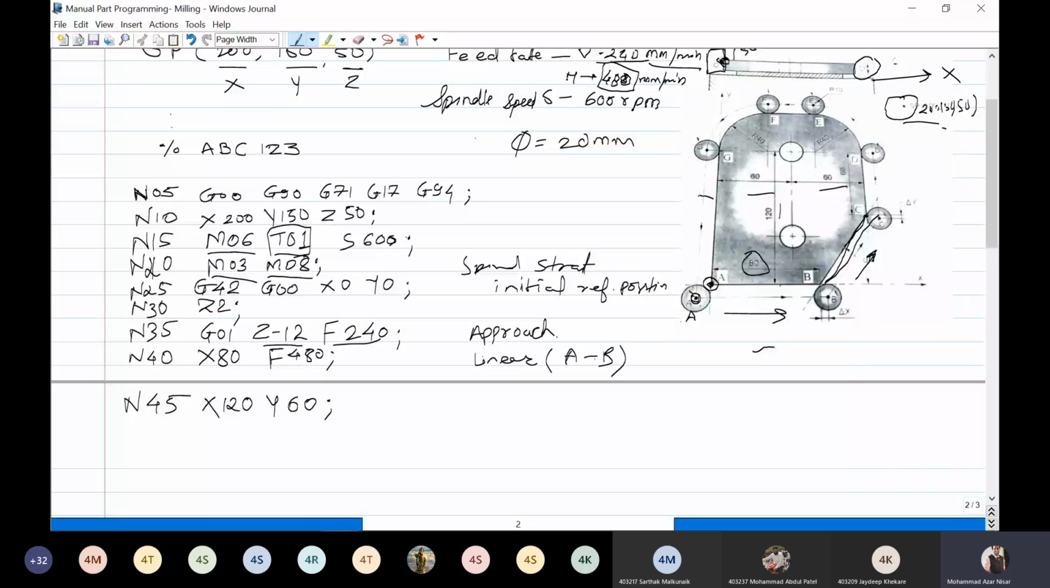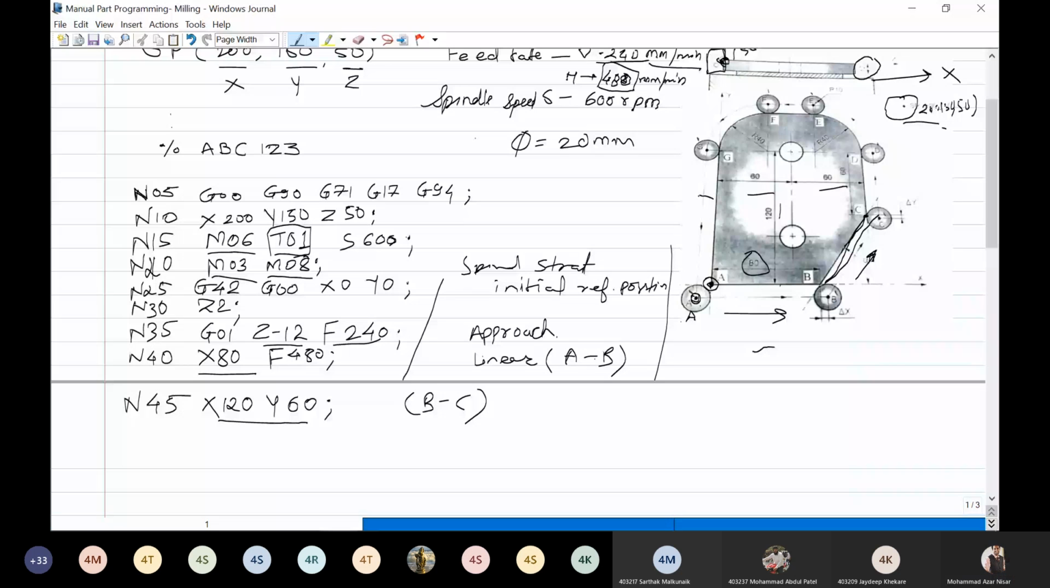Now the cutter moves from B to C. In B to C, two axes are working. In this case, only one axis is working, and in this also, one axis is working. So it moves from B to C. The examination doesn't require you to write this. I'm just writing it for your understanding.